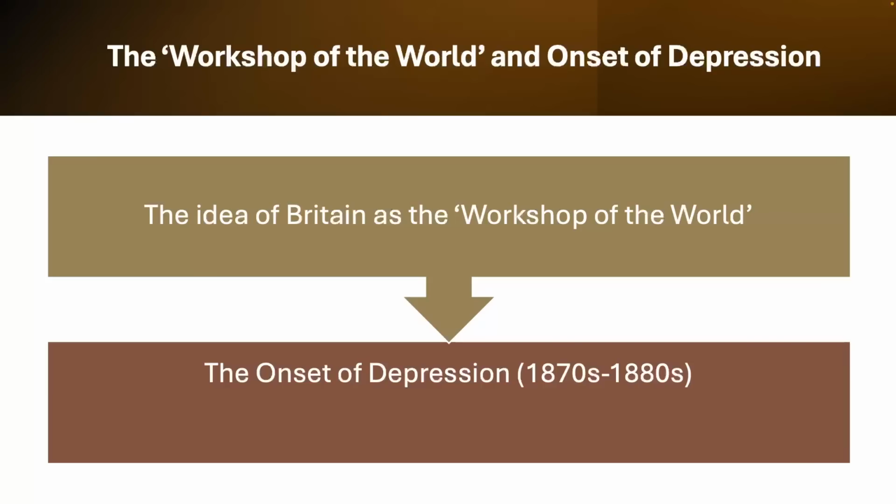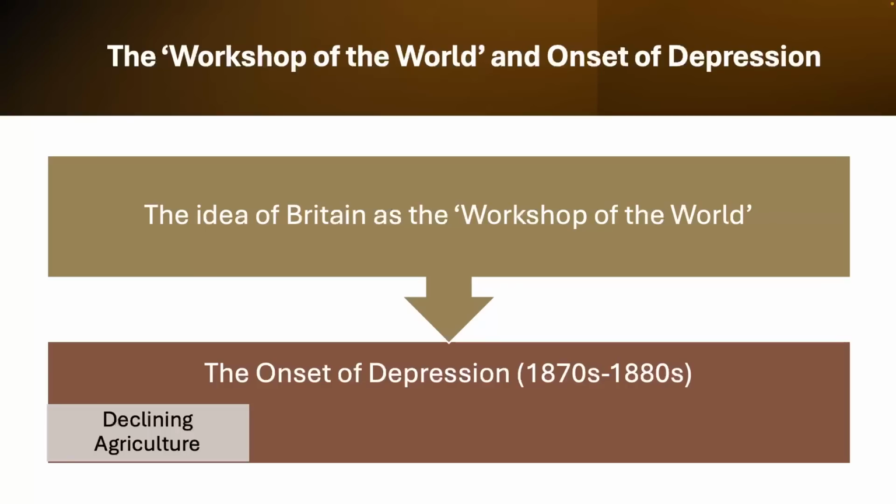And so the prosperity of the mid-19th century was obviously very important, but you have to think about the onset of the Depression. The onset of the Depression starts to take place in the 1870s and the 1880s. The global economic environment begins to shift. There are several key factors that contribute to the onset of the Depression in the late 19th century.